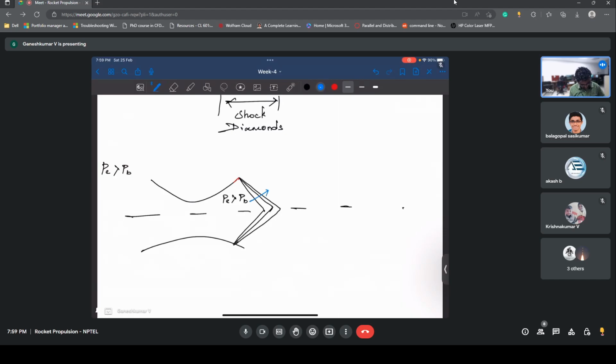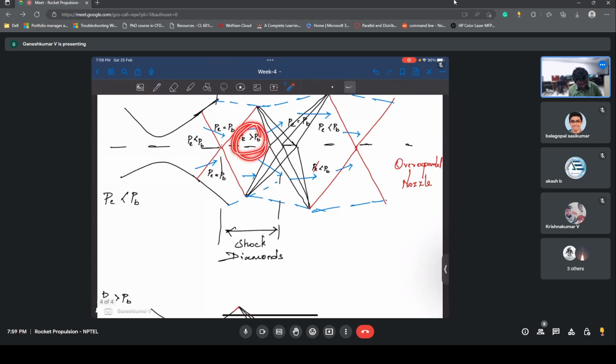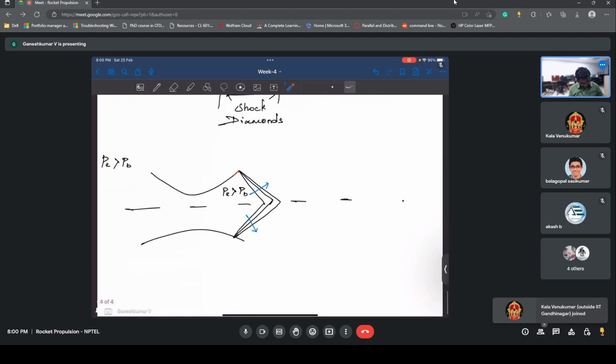What it does is it's again going to diverge the flow. So basically, P exit is greater than P_B, right? So you will be at this stage. Then you will see an expansion wave, and then the pressure is going to be high, so it puts an oblique shock. Then again the pressure is going to be low, so an expansion wave, and this keeps on going until it dies. Okay.